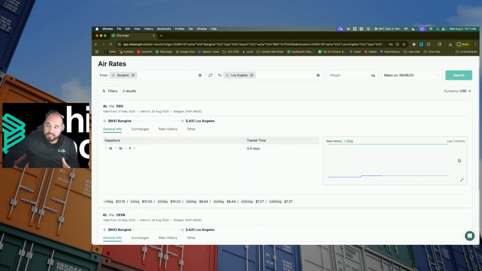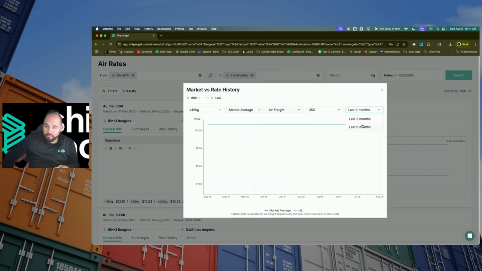We also give you access to that rate benchmarking data, similar to how we do it in the ocean. And so here I can understand for the last 6 months, how has my rate trended in green, and how does that compare against where the market rates are? And what's useful here is I can filter through the different weight breaks.